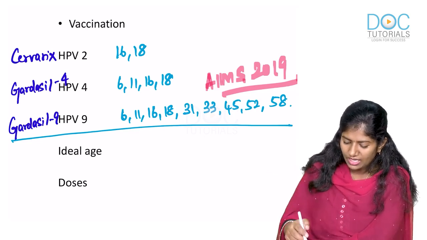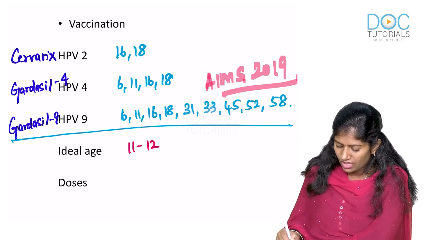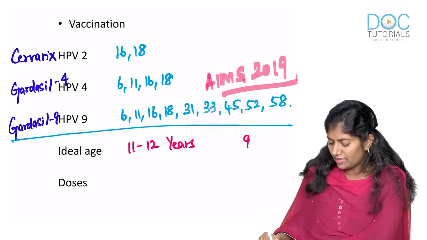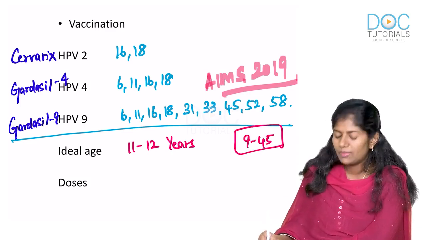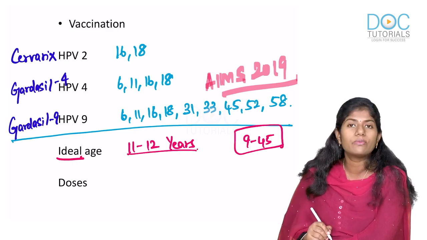What is the ideal age for vaccination? The ideal age for vaccination is 11 to 12 years. The vaccine can be given as early as 9 years and as late as 45 years. But when you see the word ideal, the answer is 11 to 12 years.